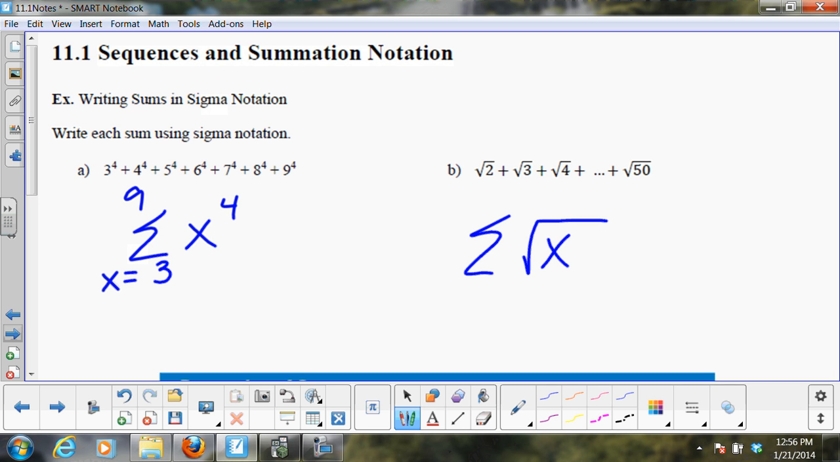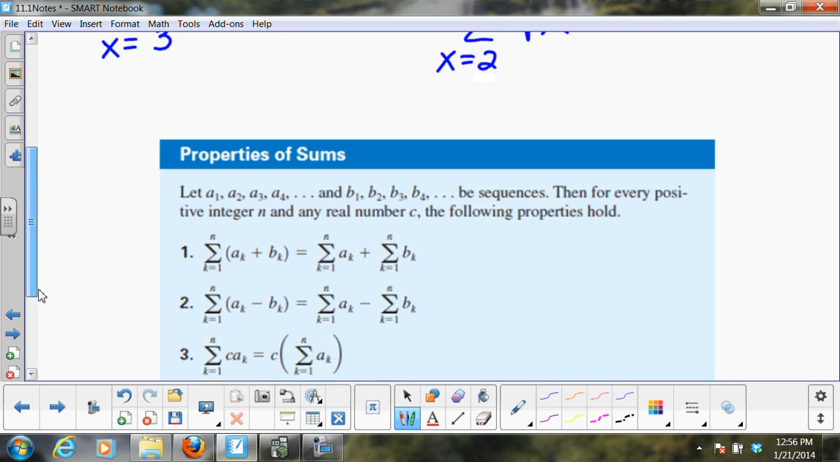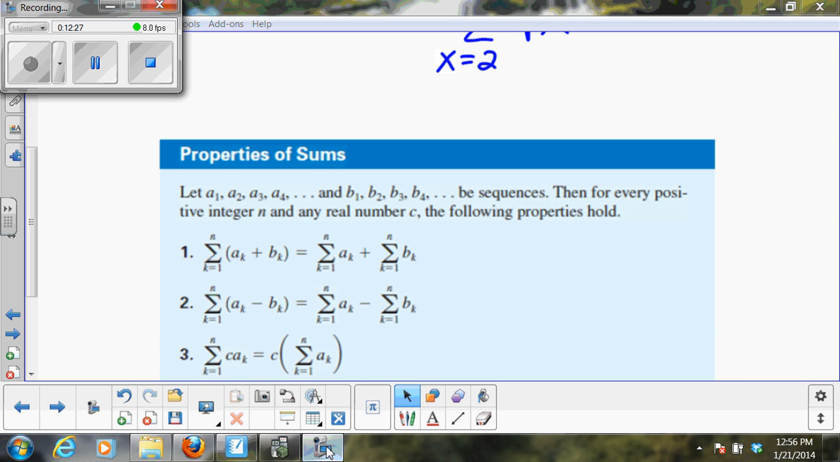So I'm going to use x as my variable again. My first one is a 2. We're going up to 50. And the last part is just properties of sigma notation. You could separate them by addition, subtraction, even with a scalar. You could just do those sigma notations individually and then combine them at the end.